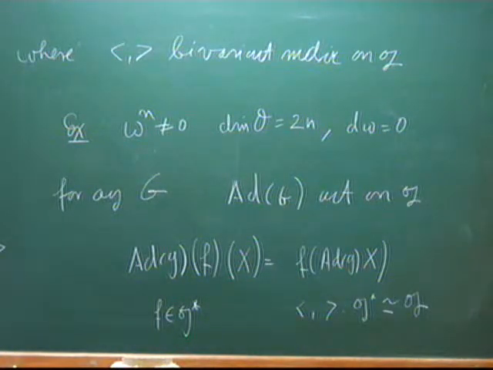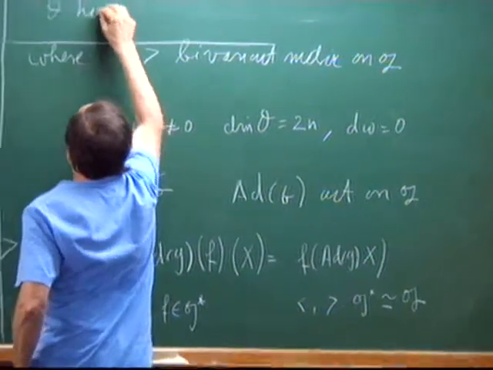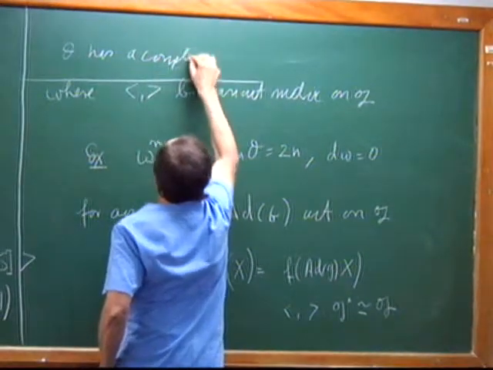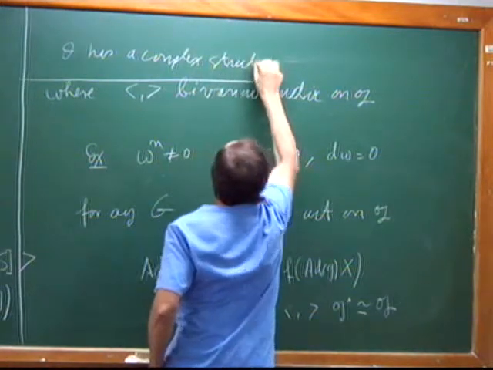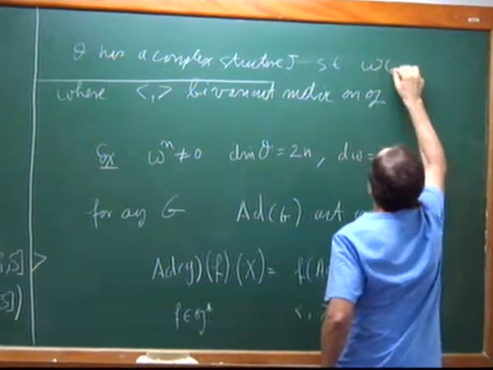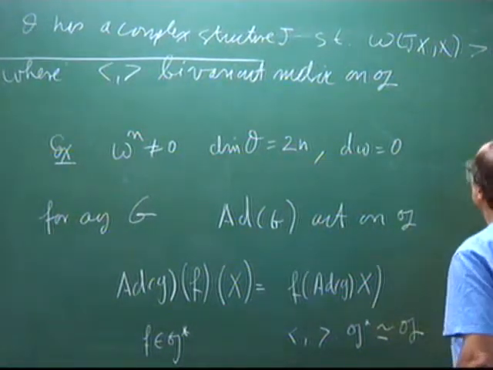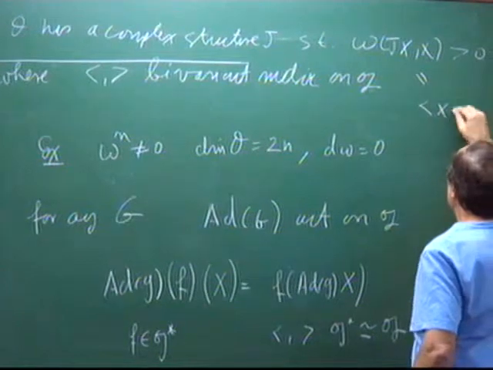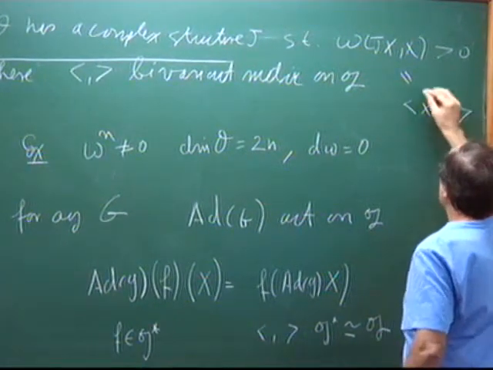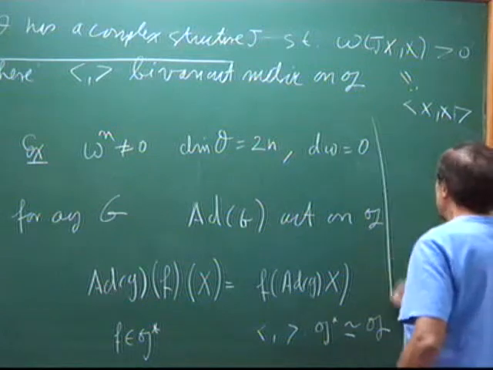More is true: this also has a complex structure, and that's not quite as easy to write down. So I claim the orbit O has a complex structure J such that omega(Jx, x) is positive. So I can think of this here as an inner product of x, x. Because it's positive, and J being a complex structure means it's symmetric. So this makes this orbit into a Kähler manifold.